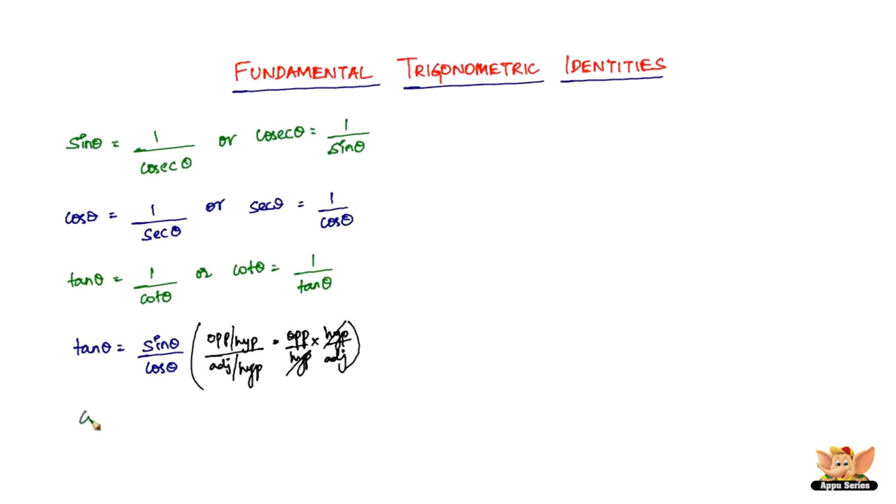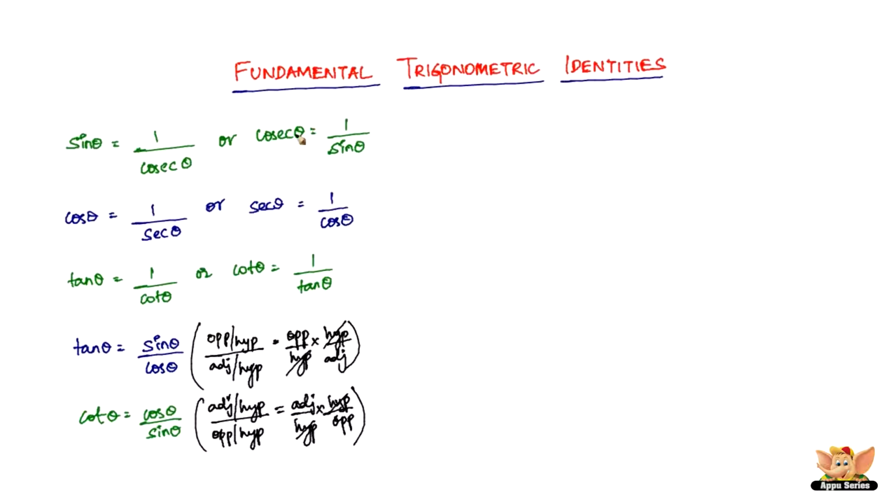And then we have cot theta equal to cos theta by sine theta. Why is that? It's the same thing as this. Cos theta is adjacent by hypotenuse. Sine theta is opposite by hypotenuse. Now, simplify this further. We have adjacent by hypotenuse multiplied by the reciprocal of the denominator, which is hypotenuse by opposite. Hypotenuse gets cancelled, and it is adjacent by opposite, which is nothing but cot theta. So this is how we've got 1, 2, 3, 4, 5 fundamental trigonometric identities.